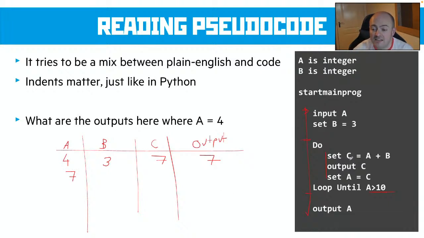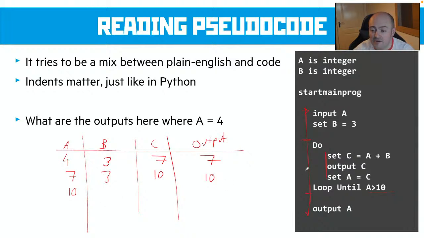Next line. C equals A plus B. So C is going to be 7 plus 3. So that's going to be 10. Output C. Set A equals C. So I'll move down to the next line now because I'm changing A. Then I ask the question, is A greater than 10? No, A is 10. So we're not going to move on.